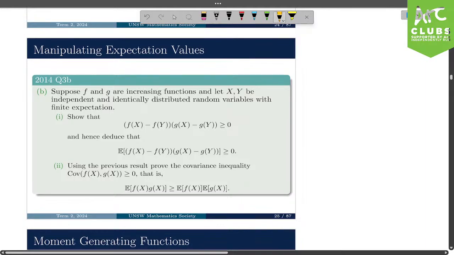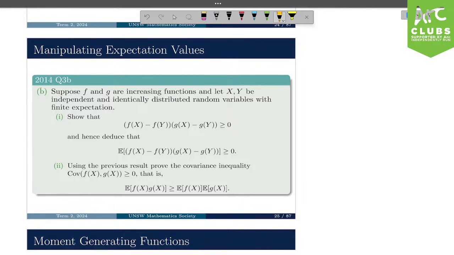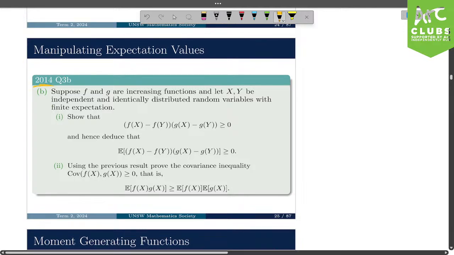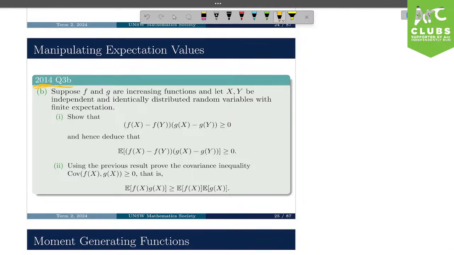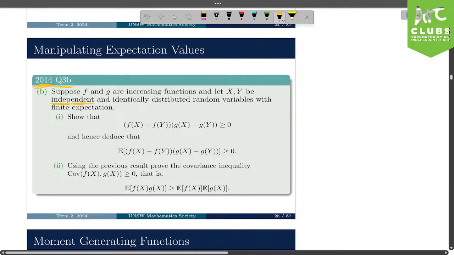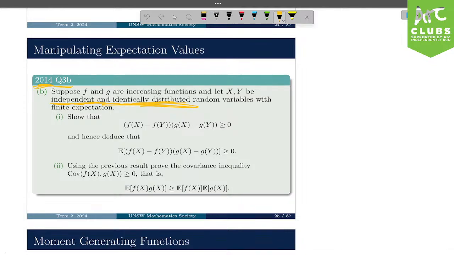Question 14. Suppose f and g are increasing functions, and let x and y be independent, identically distributed random variables with finite expectation. This is a question from 2014 question 3B. I think it was the final. So, right, independent and identically distributed is something that we meet often in this course, and we have to realize what that lets us do.